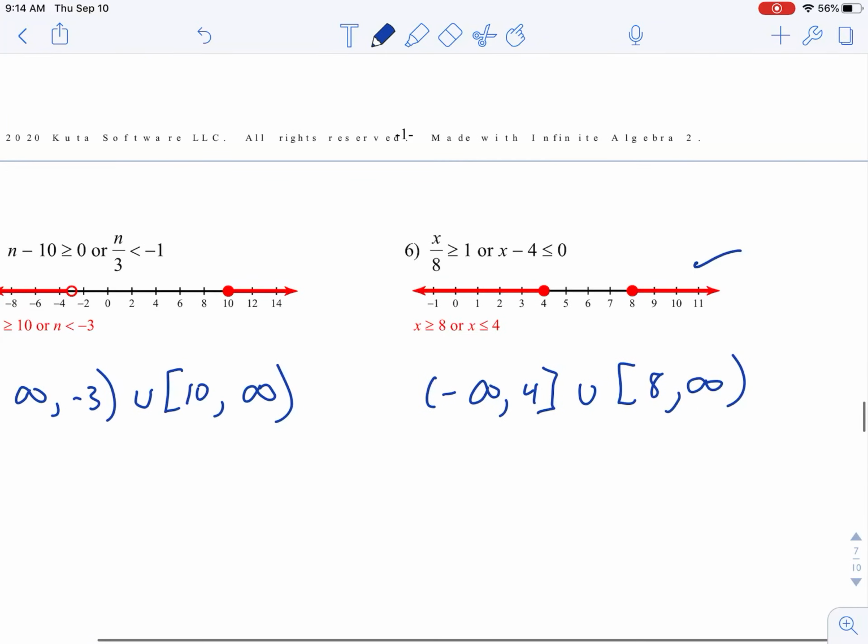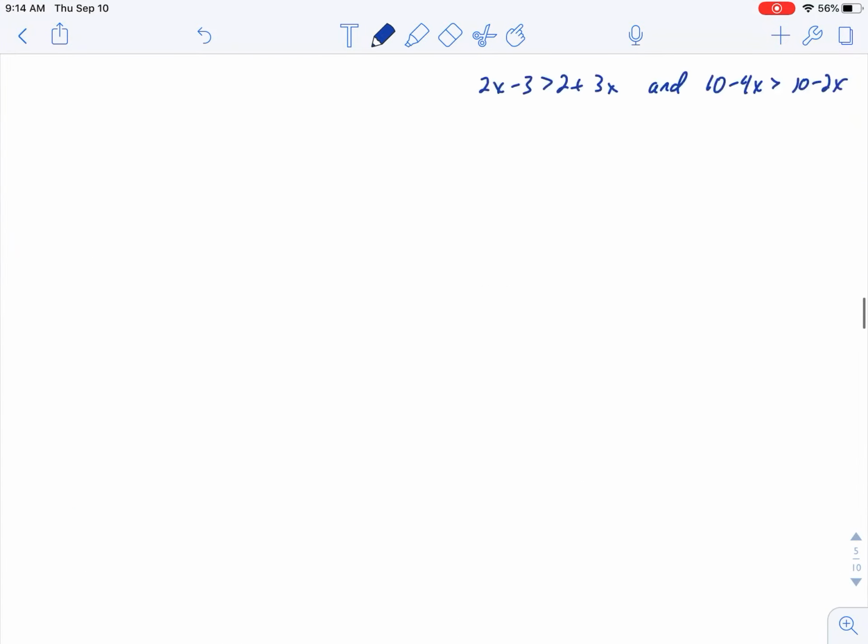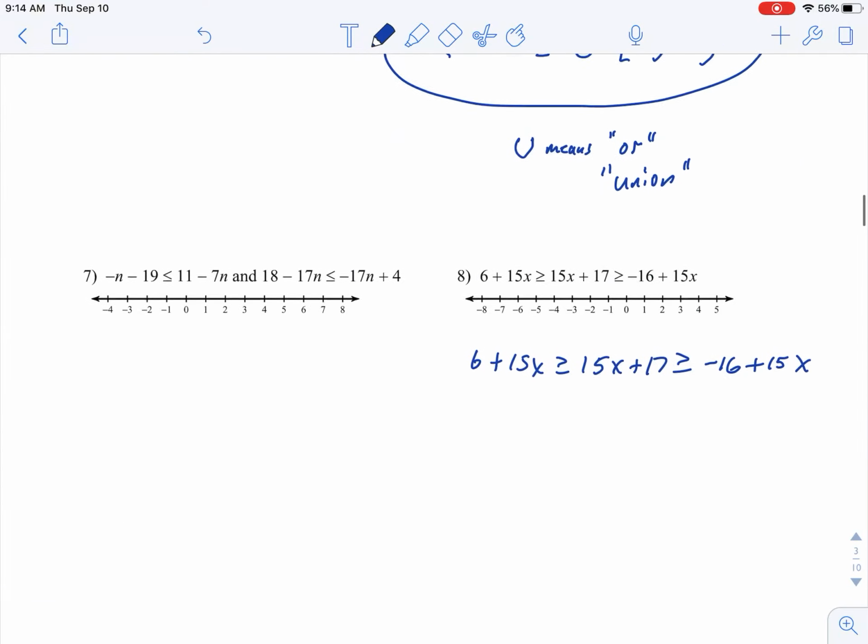So yes, here's my diagram. There's the answer with the word "or" in between it, and then in my handwriting, the interval notation. All right, let's go for number 8.